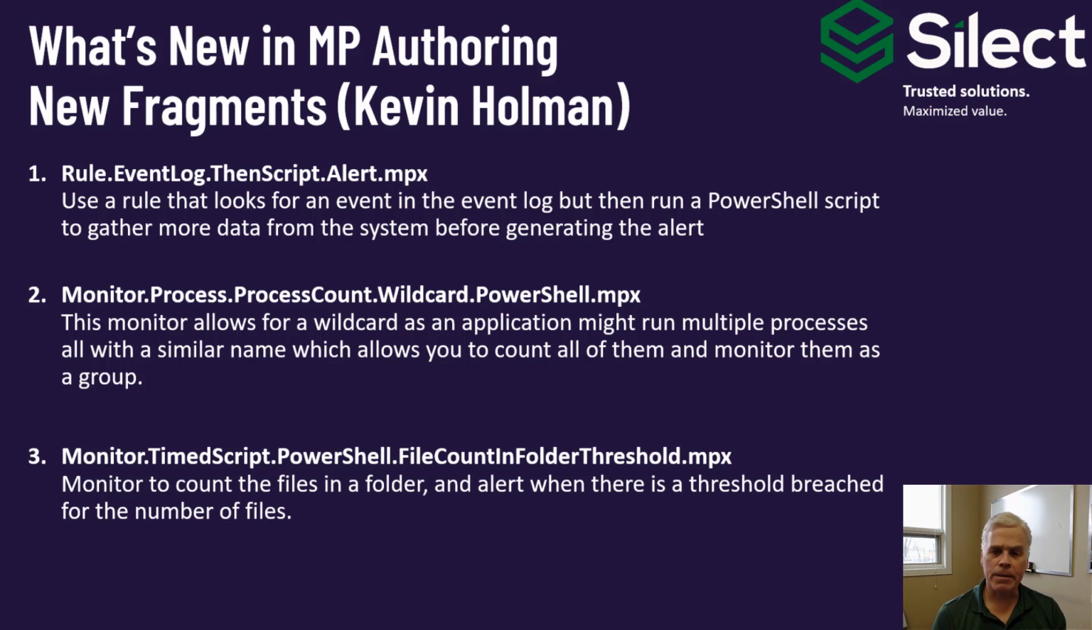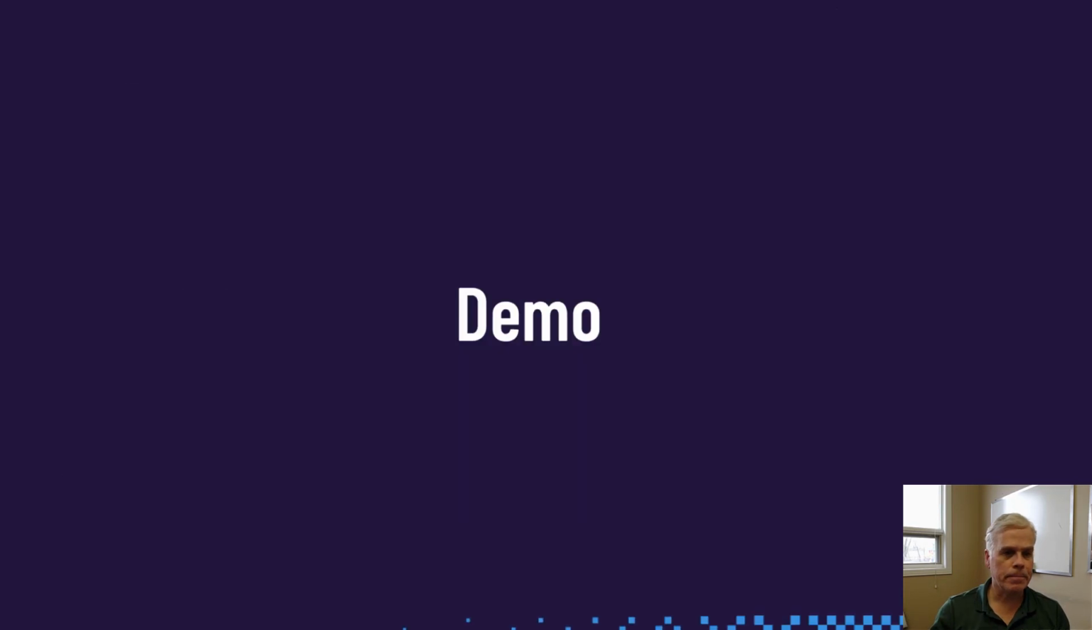The second fragment listed allows you to count all processes and monitor them as a group. And the third scenario looks at files in a file folder. So if an application, say, writes files out to a file folder and doesn't clean them up afterwards or gets hung up at some point in time, it allows you to monitor for that and look for that specific scenario where those files aren't being removed from that folder.